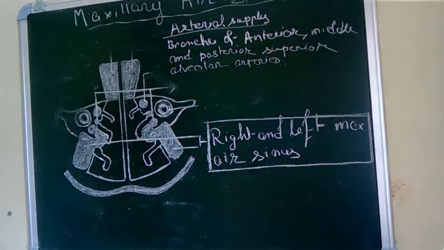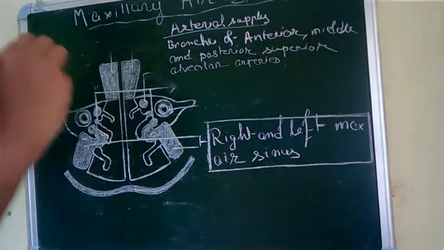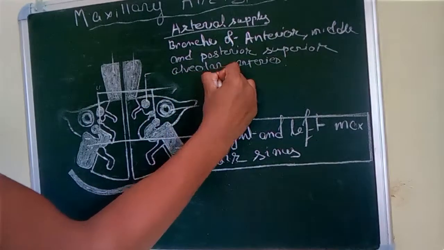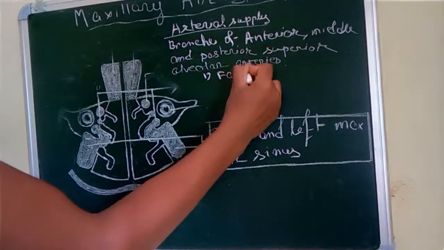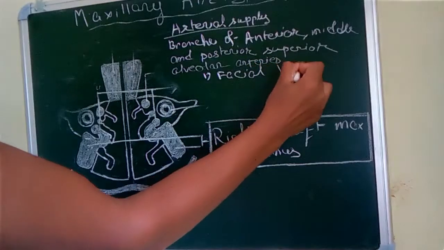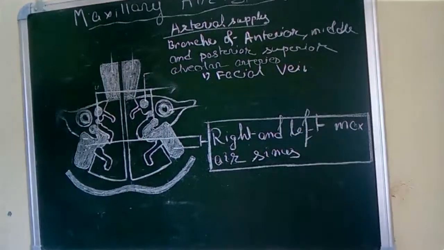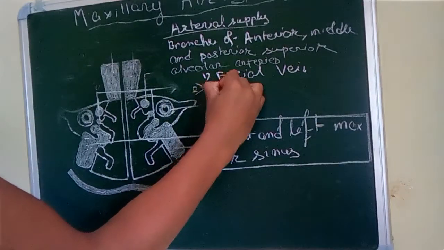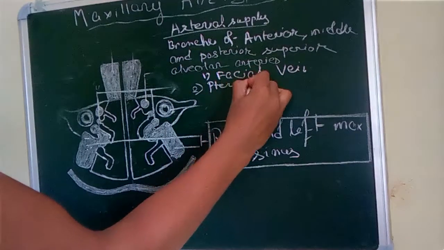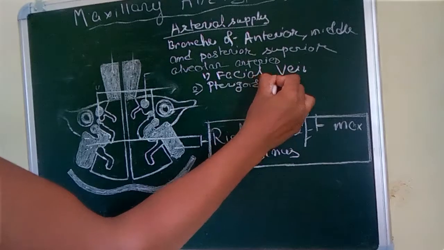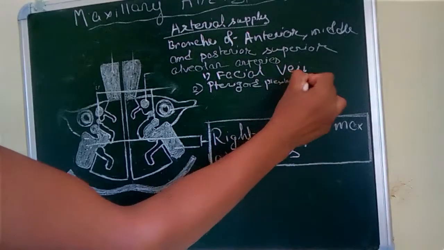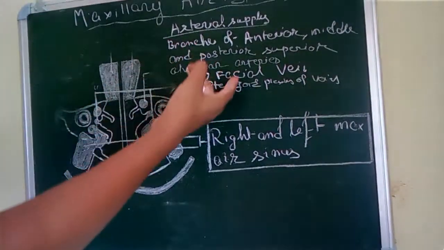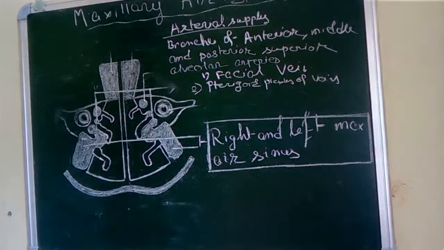And the venous drainage. Venous drainage is by the facial vein, number 1, and the pterygoid plexus of veins, number 2. So this is the venous drainage by the facial vein and the pterygoid plexus of veins.